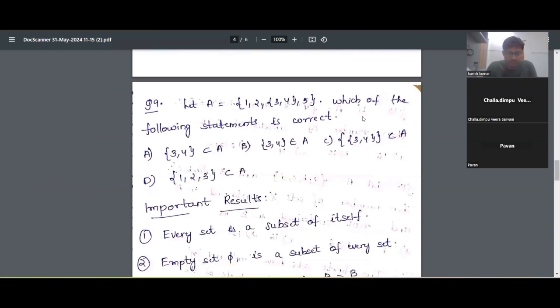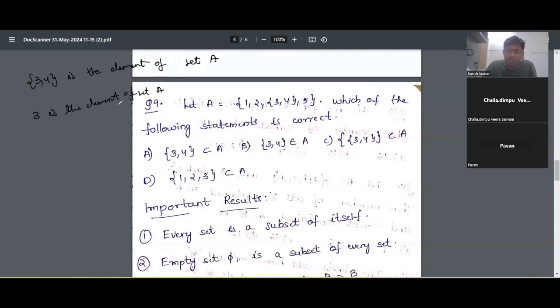Okay, what about the ninth question? Let A equal to {1, 2, {3, 4}, 5}. In set A, there is a set which is an element of set A. So the set {3, 4} is an element of set A. So this does not imply that 3 is an element of set A.